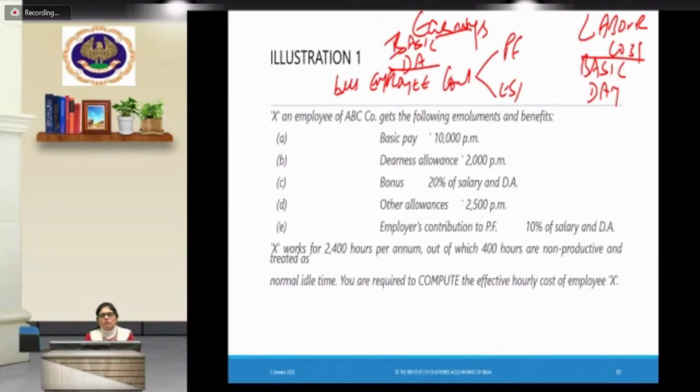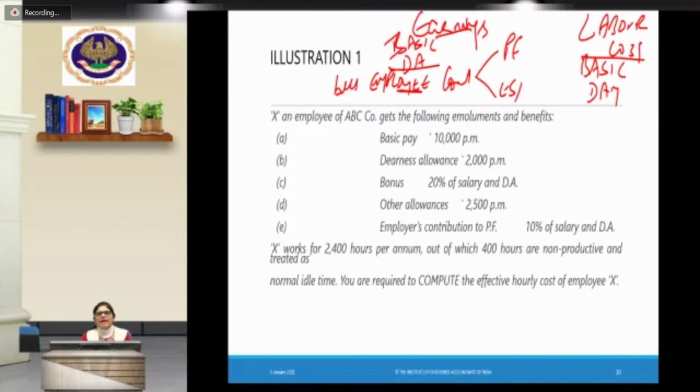So the deduction towards contribution will be the employee contribution. Here, please don't take the employer contribution. This is the employee contribution towards PF and ESI. We have to make this deduction, and then the net salary is paid to the employee. This is how we calculate the earnings.